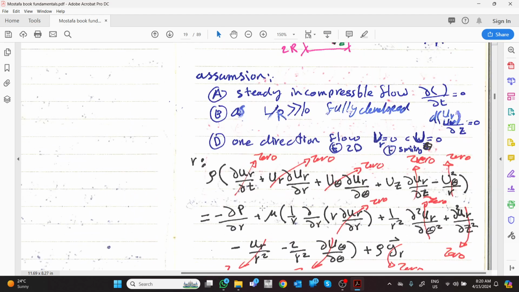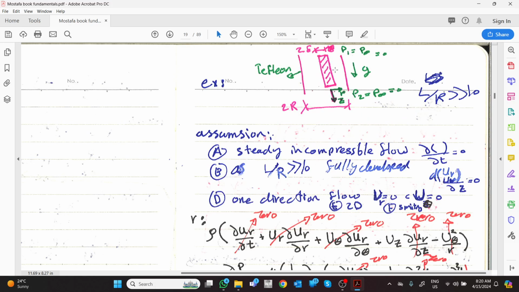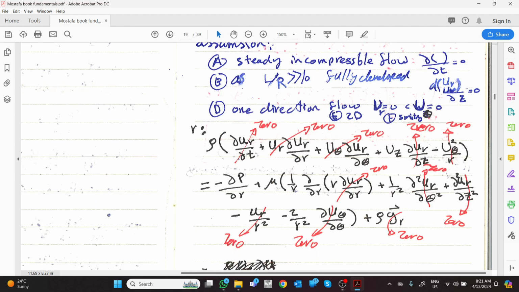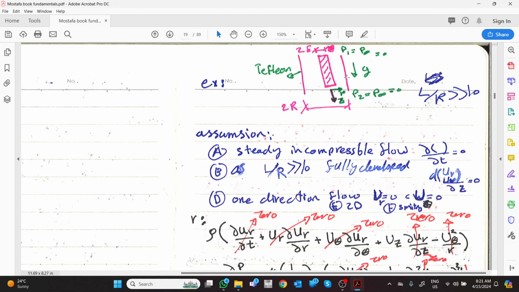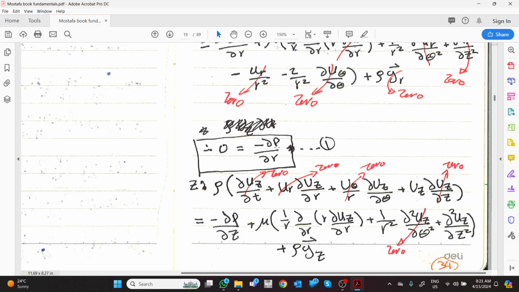Zeros. Of course, here there's no x direction, this is z direction, so pressure is not changing in z direction. So when I'm talking about R, yes, pressure is changing in R direction, it's okay. And no gravity in R, no u theta, no theta, etc., because it is one direction flow only in Z. You will find that this del p by del R equals 0.